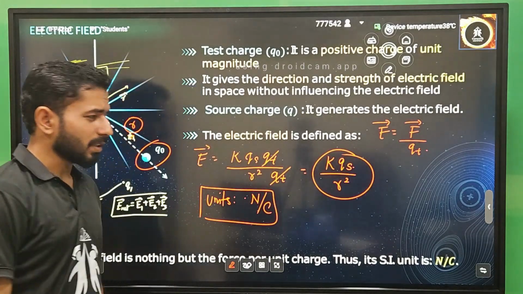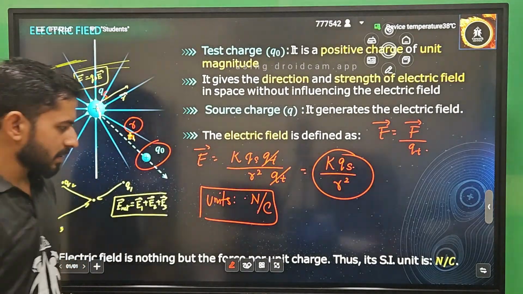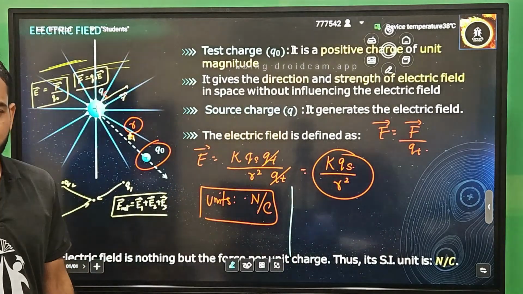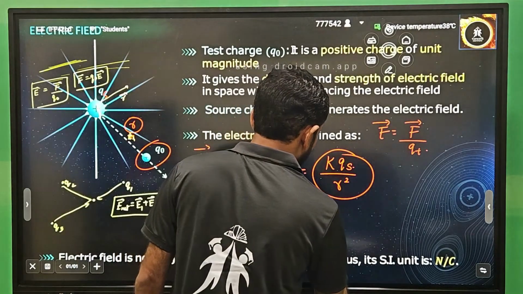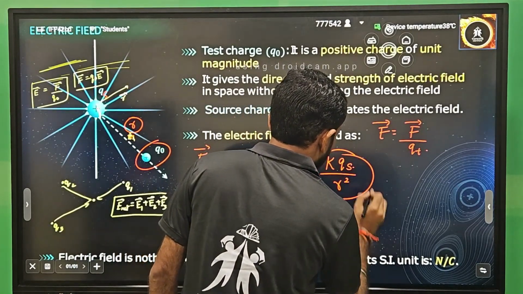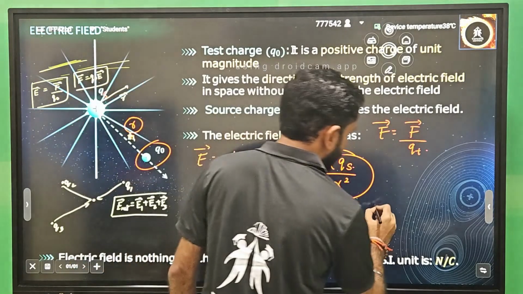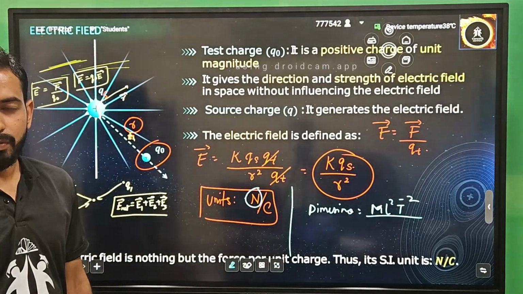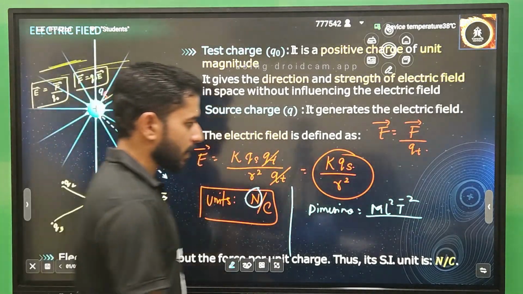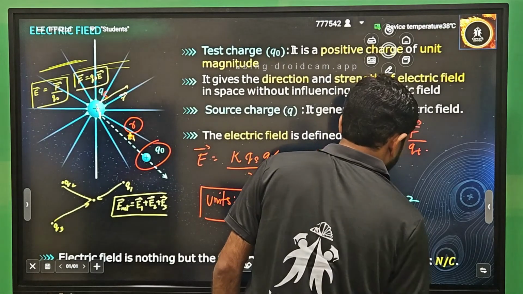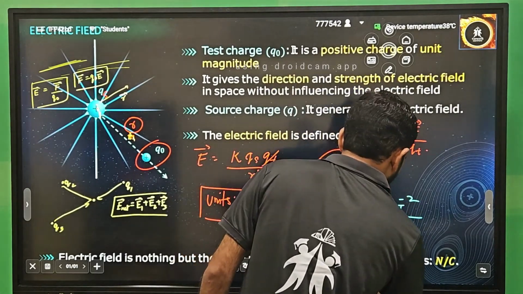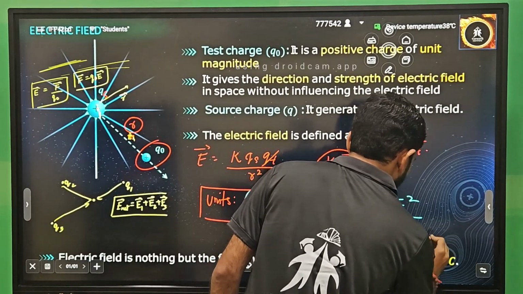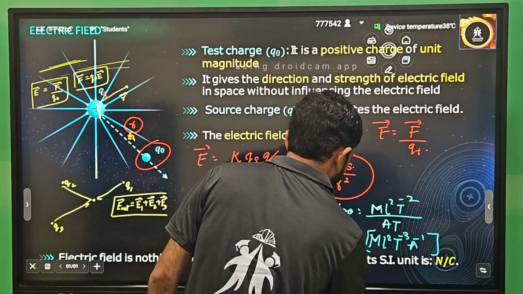If you have to write about the dimensions also, let's write the dimensions too, because when you are understanding this thing, we should understand it completely. Dimensions are also easy. Tell me, in the numerator what is there? Newton. Newton has the dimension of M L square T minus 2. What will be the dimension of Coulomb? I told you in the first lecture that it is equal to A into T. From here you can write the dimensions: M L square as it is, T power minus 3, and A power minus 1. This will be the dimension for electric field.